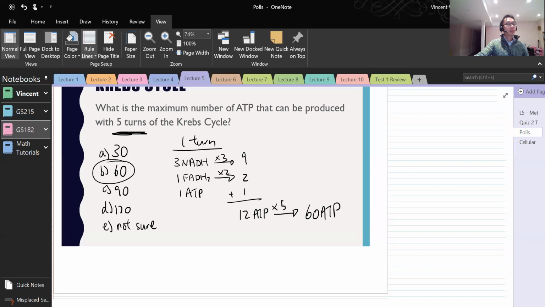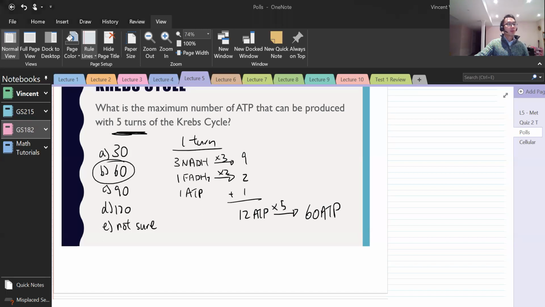There's a long comment. Hold on, let me see. The hydrogen that's being pumped from the matrix into the intermembrane space, that would be active transport, correct? Yes, it's active transport, and the energy supplying this active transport is from the high energy electron.